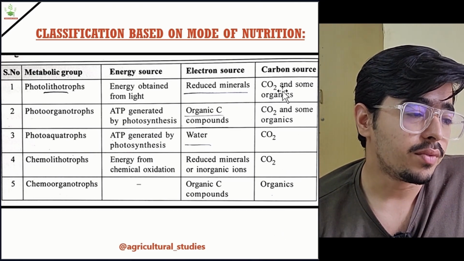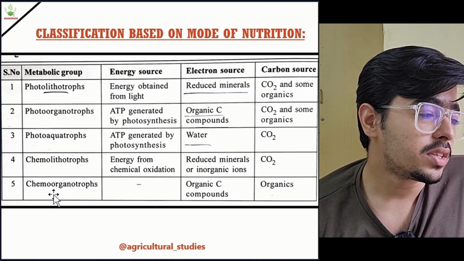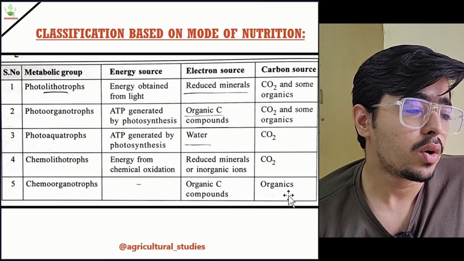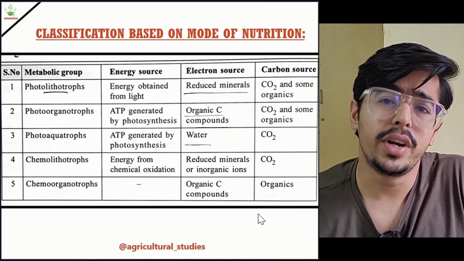Okay, so this is something you should have learned for the competitive exams also. Carbon sources are of course mostly carbon dioxide, but in chemoorganotrophs there are organics. So this is something that is important for the competitive exams.